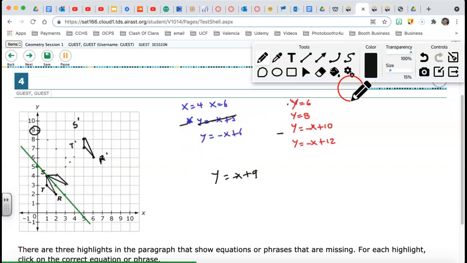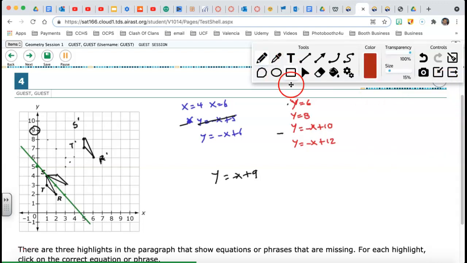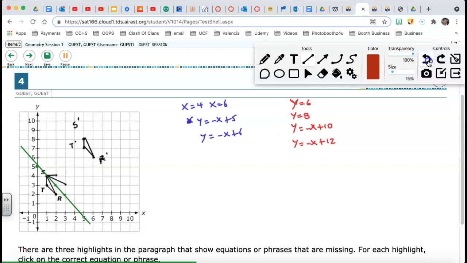Okay, so let's try this one. Let's try this one with, let's go with red. Negative x plus 6. I have to erase a lot of this stuff. All right, so let's erase that, the triangle, and the green line. There we go. So now let's try negative x plus 6.